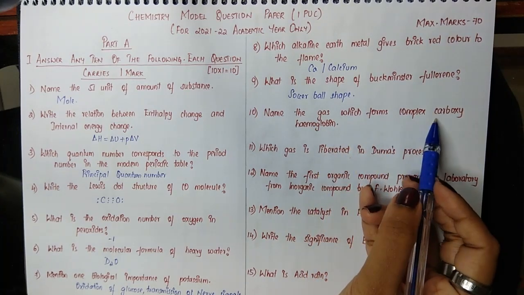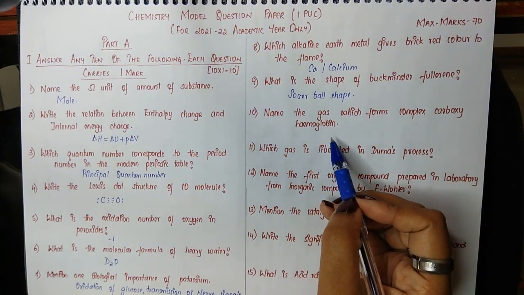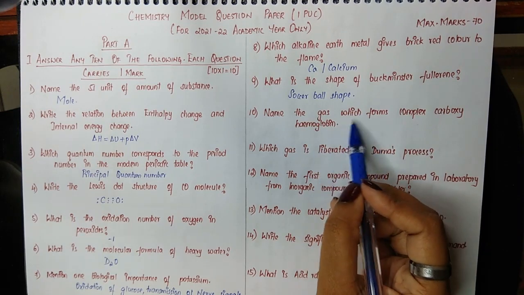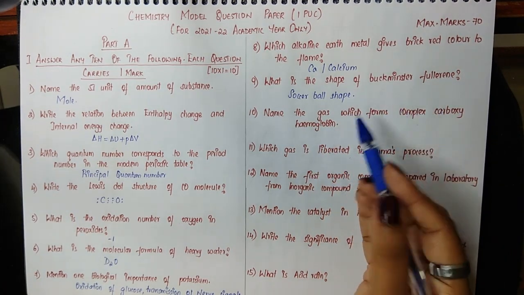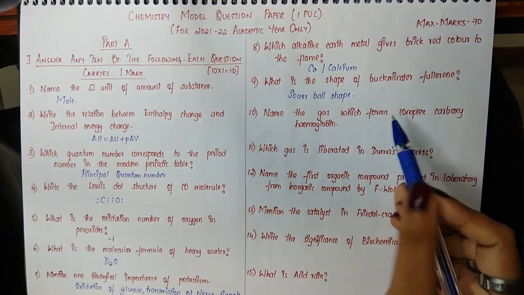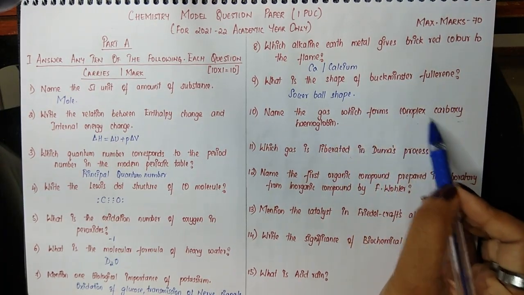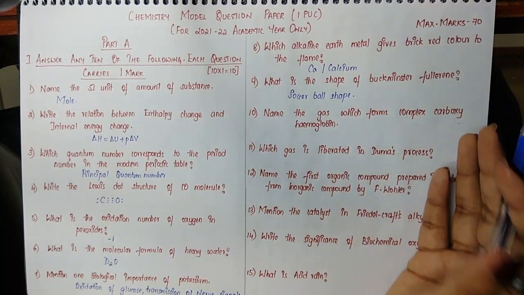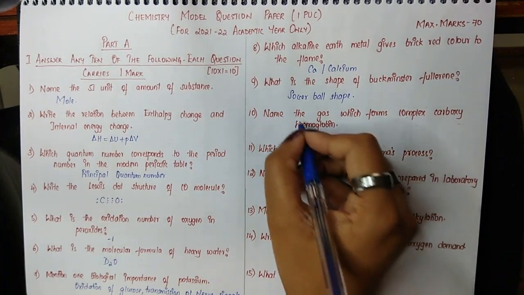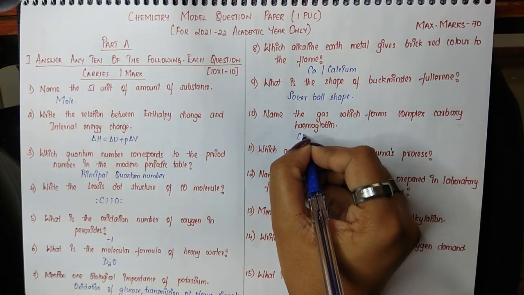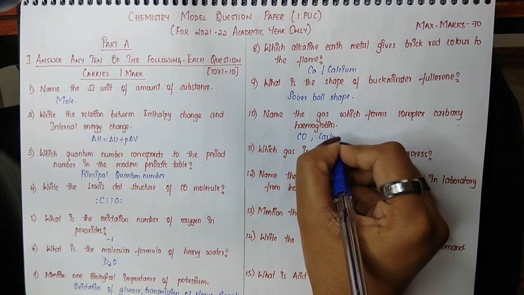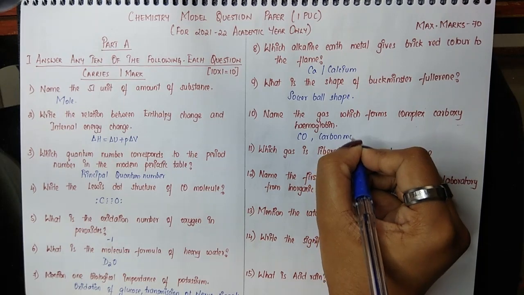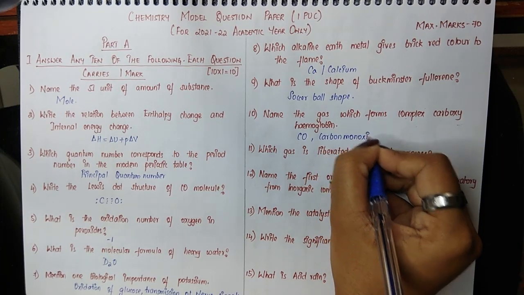Then question 10, name the gas which forms the complex carboxyhemoglobin. This is again coming in the P block element chapter, where we are talking about the toxicity of carbon monoxide. When carbon monoxide enters our body, it will form this complex called carboxyhemoglobin, which will block the oxygen entry to the body. So the gas here responsible for that is carbon monoxide. You can either write the formula or you can write it in words. Carbon monoxide.